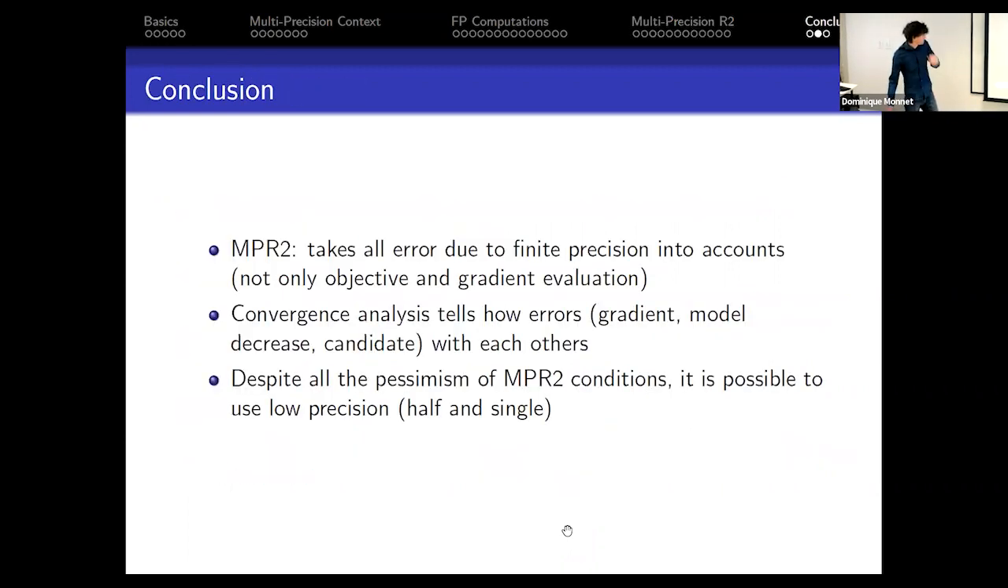Our conclusion. We have developed an algorithm, AR2, that takes into account all the rounding errors that can be involved in your algorithm. That is not only objective and gradient evaluation, but also all the intermediate computations within the algorithm. So the convergence analysis tells us this big U, that tells us how errors interact with each other. And we've seen that despite all the pessimism, we can still use formats other than 64 bits, so we can still save time and energy.